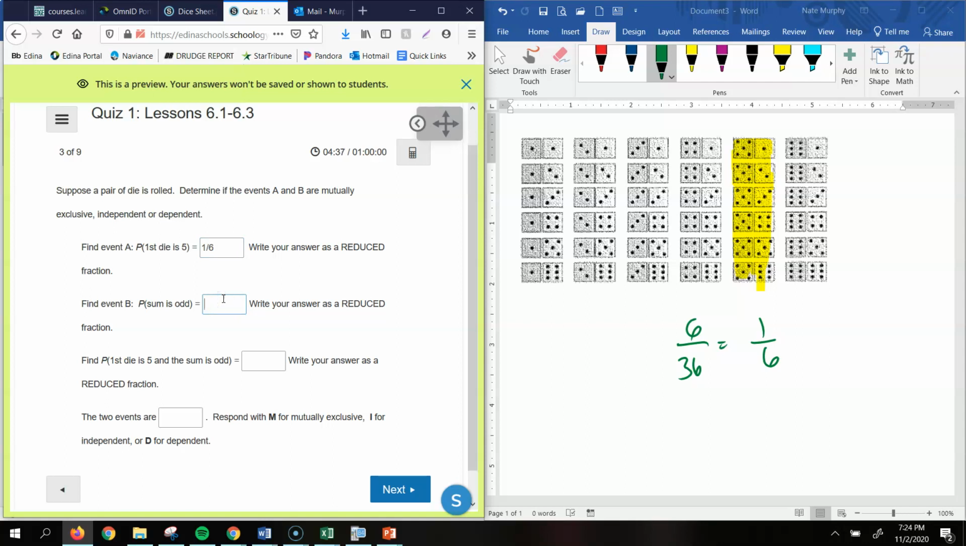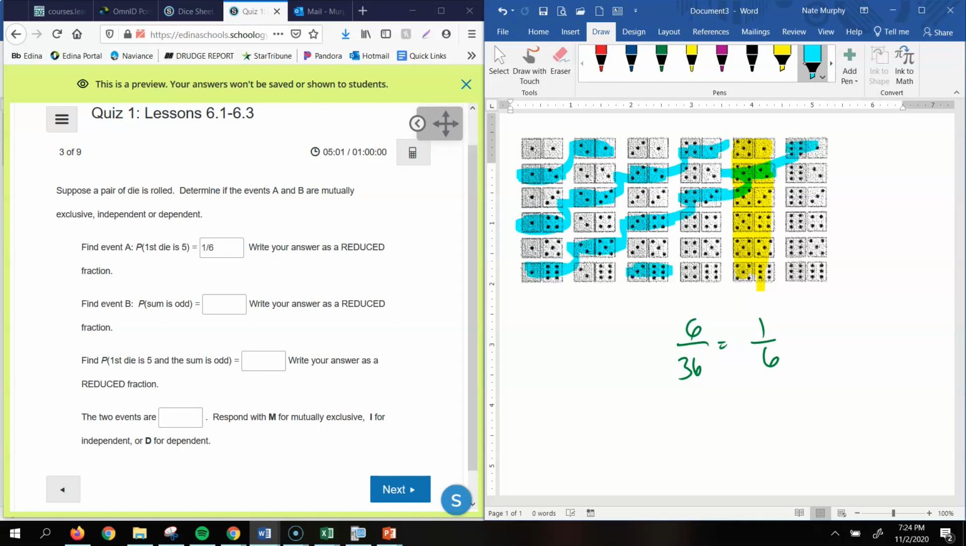Now event B is the sum is odd. So the sum is odd would be, so 1 plus 1 is 2. That's not odd. Odd are numbers like 1, 3, 5, 7, and 9, and so on. So here, this would be an odd sum. That's a sum of 3. Sum of 5 is right here. Sum of 7 is right here. Sum of 9. Sum of 11. So it should be half of them.